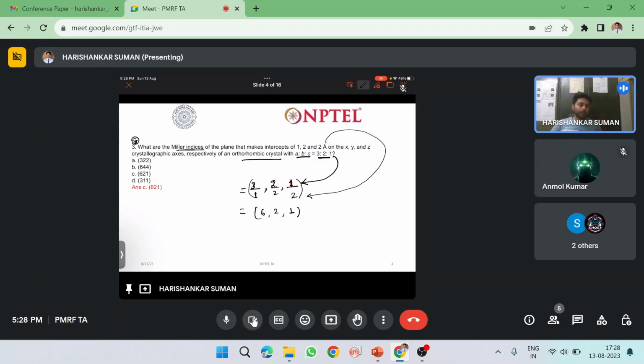Yes, sir. Okay, this is a simple process. Crystallographic axes a, b, c are above and intercepts below, then converting into the simplest integers.